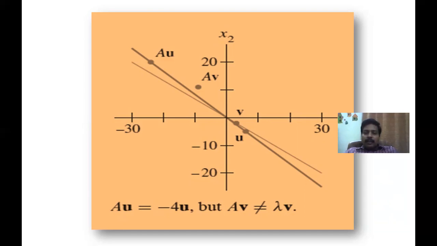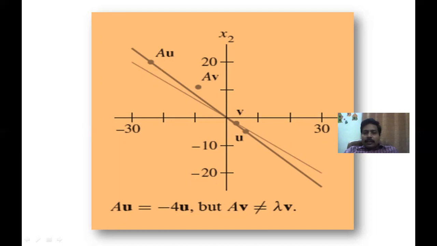But in the case of vectors, U is a direction. This is the position vector. So AU is also in the same line. Of course, it is in the opposite direction since the eigenvalue is -4 here. The direction is opposite, but it is on the same line.